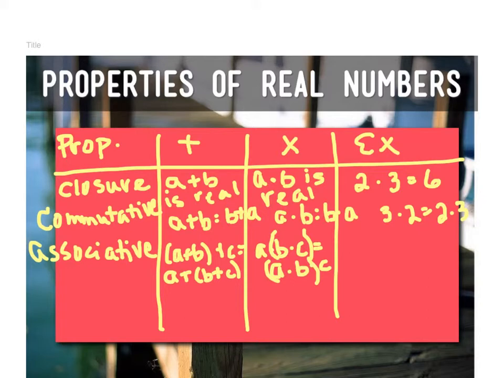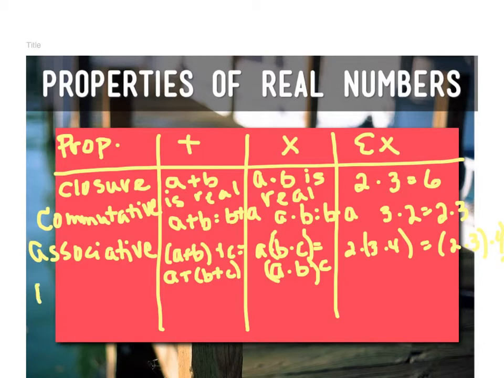So an example would be like 2 times 3 times 4. If I multiply the 3 and 4 together to get 12, times 2 is 24, which is the same thing as 2 times 3 times 4. So if I multiply the 2 and the 3 together to get 6 times 4, I also get 24.